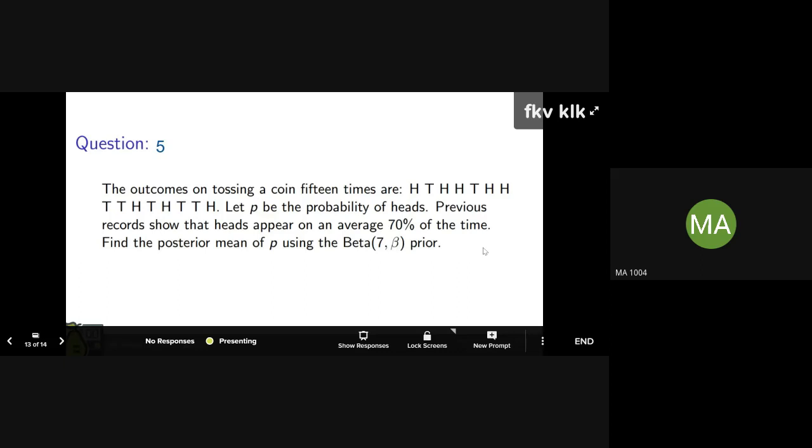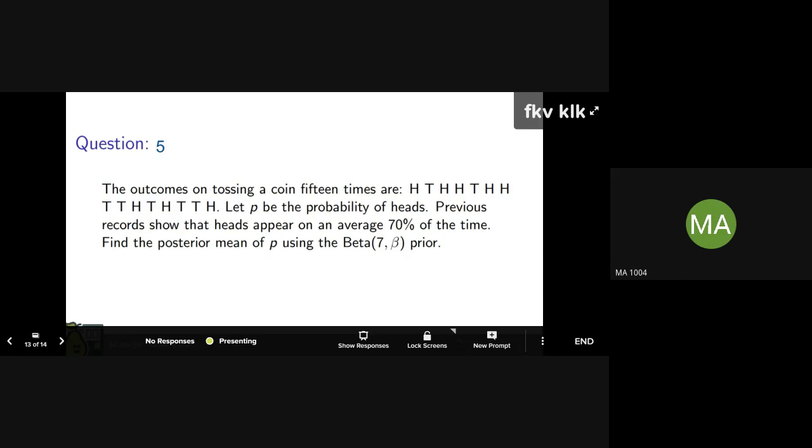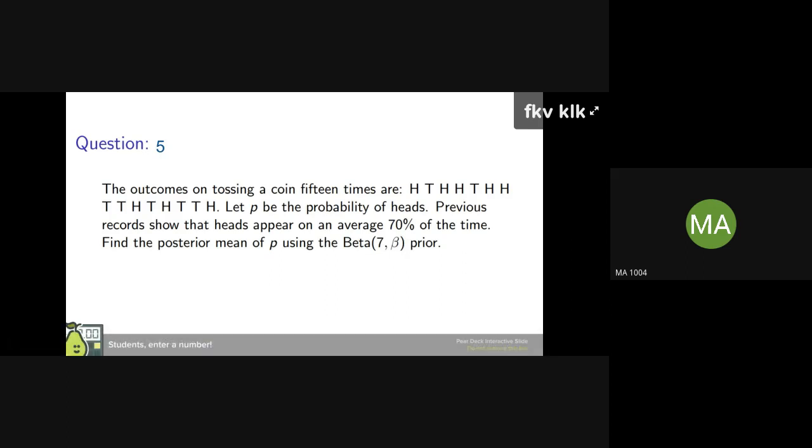It's kind of the same as what we have seen before. The question says the outcomes on tossing a coin 15 times. So we have tossed the coin 15 times, and these are the observations you have found. We have taken the probability of heads to be P. From the previous record, we are saying that head appears on an average 70% of the time. Now find the posterior mean of P using the beta prior. It's the same kind as what we have seen in question number 3. Just take your time and try to understand the problem. Write down everything properly, and then just solve it.